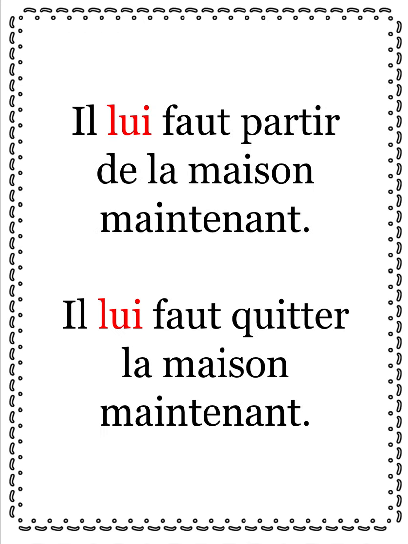Il lui faut partir de la maison maintenant. Or, il lui faut quitter la maison maintenant. You just put the pronoun lui before the verb and notice the subject of the English translation is not the same as the subject in French. The subject in English corresponds to the indirect object pronoun. He has to leave.